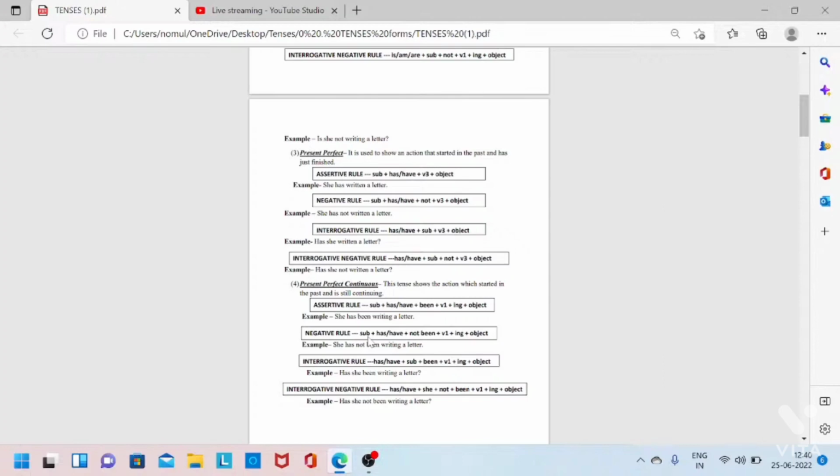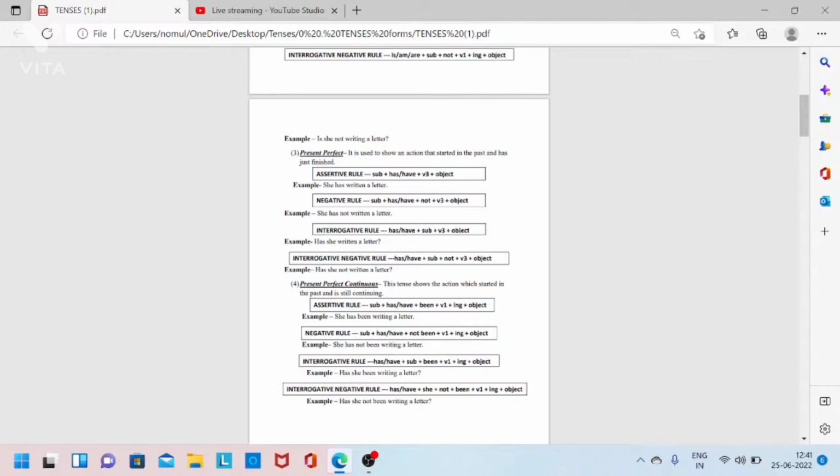Negative rule is subject plus has or have plus not been plus v1 plus ing formation plus object. Example, she has not been writing a letter, okay. For the interrogative rule, has or have plus subject plus been plus v1 plus ing plus object. Has she been writing a letter?